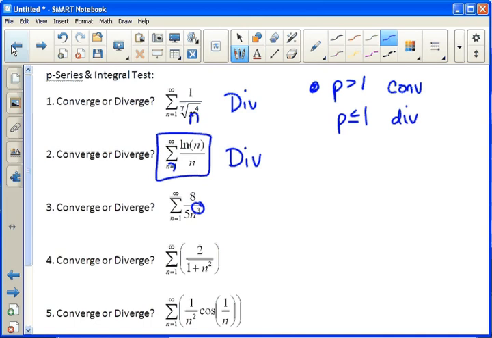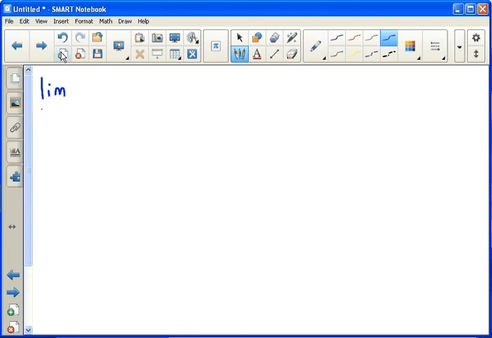Okay, number 4, it's not a p-series, it's close to 1, but it's not 1, so we're going to have to use the integral test. We're going to change this to the limit as b approaches infinity of the integral from 1 to b of 2 over 1 plus x squared dx. This is actually an arctangent.